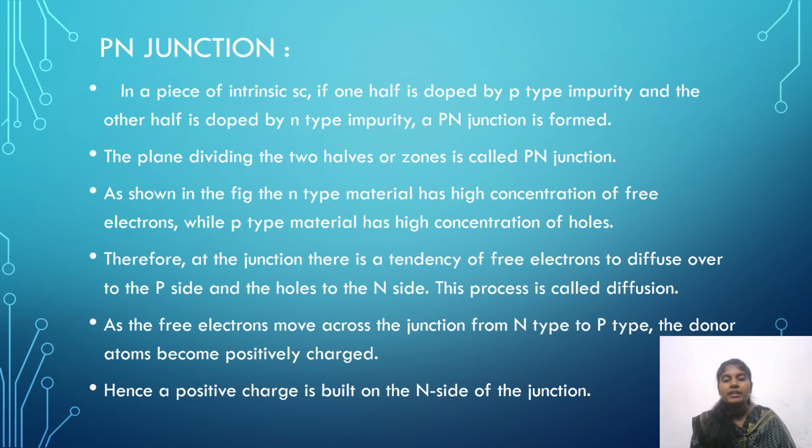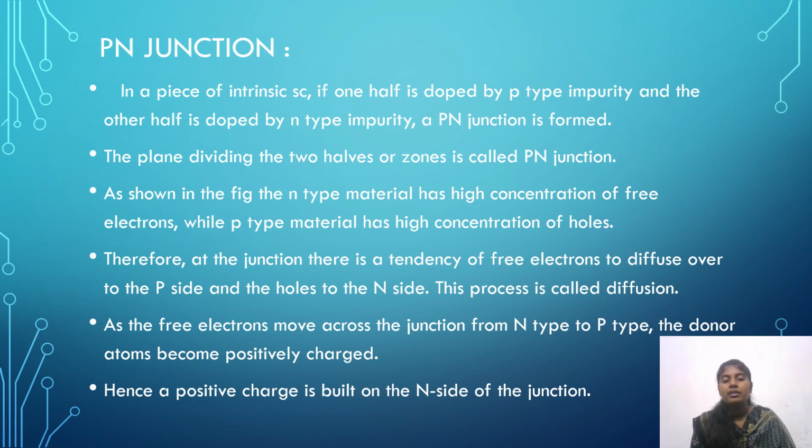As shown in the figure, the n-type material has a high concentration of free electrons and the p-type material has a high concentration of holes. Therefore, at the junction, there is a tendency for free electrons to diffuse over to the p side and the holes to the n side. This process is called diffusion.